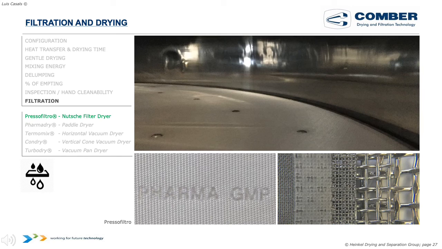Regarding the last concept, filtration, the Presofiltro Nutsche filter dryer is the only vacuum dryer capable of also operating as a filter. Wash the cake, reslurry, all of this can be executed additionally before drying. For this, the Nutsche filter dryer is a really well-known technology that allows you to execute several steps in just one single piece of equipment.